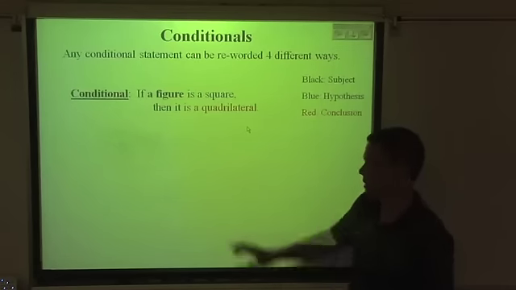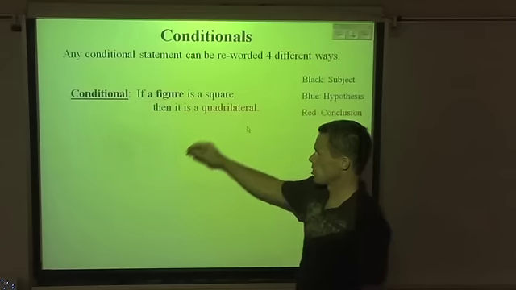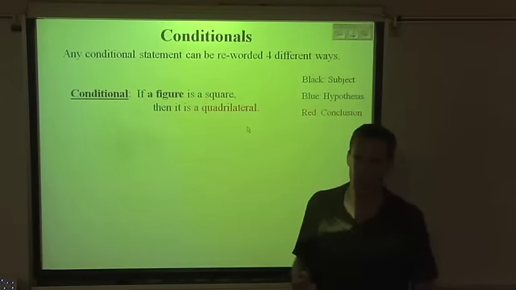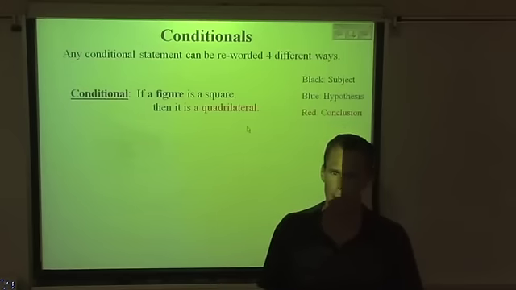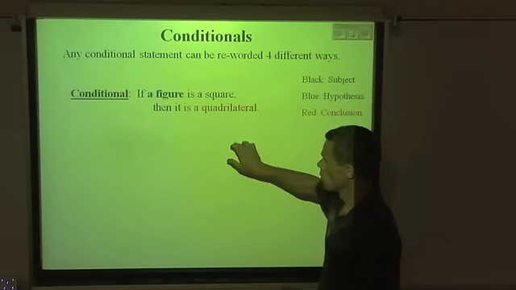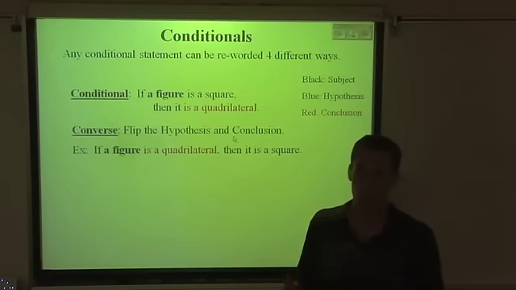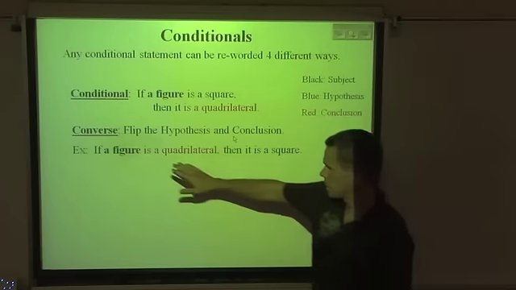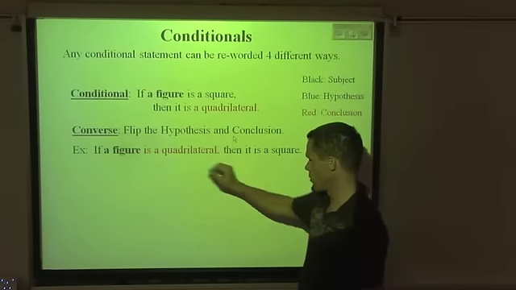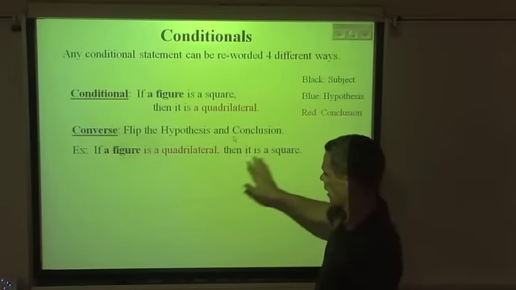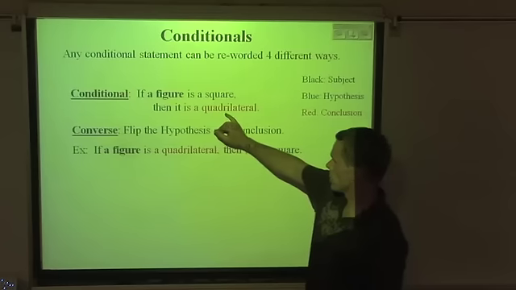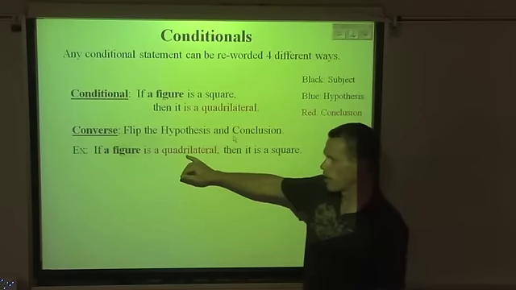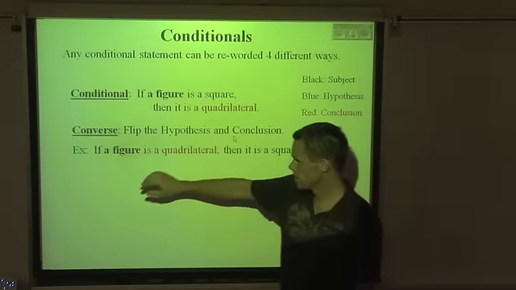There's the original statement. If a figure is a square, then it is a quadrilateral. This is a standard conditional statement. We've already studied the converse, where we flip the hypothesis and the conclusion. So we have, if a figure is a quadrilateral, then it is a square. In the original, the conclusion was quadrilateral. Now that is the hypothesis.